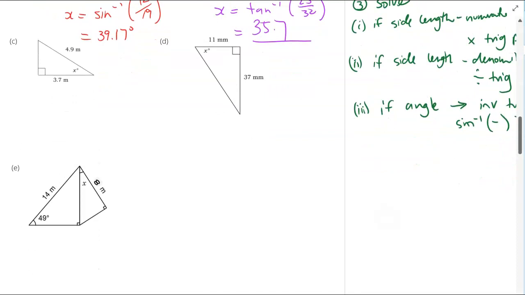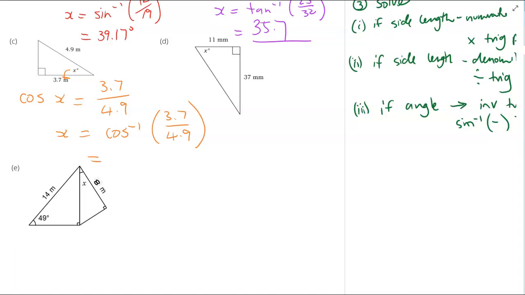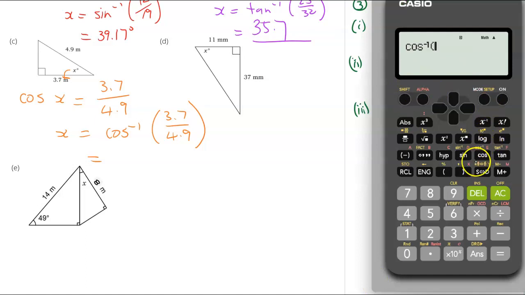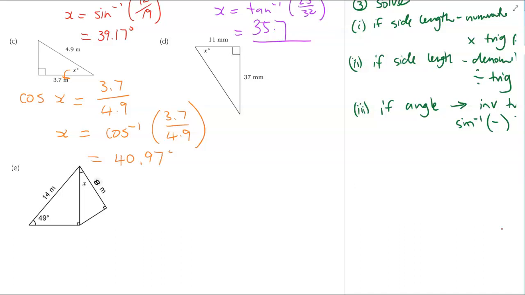Keep going, next one. This time we've got adjacent and hypotenuse. So it's cos. So cos -1, whatever that fraction is. $40.97 degrees. All right, keep going.